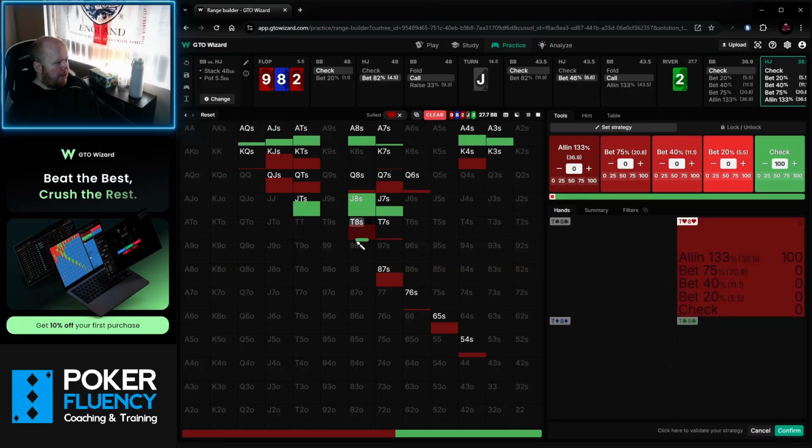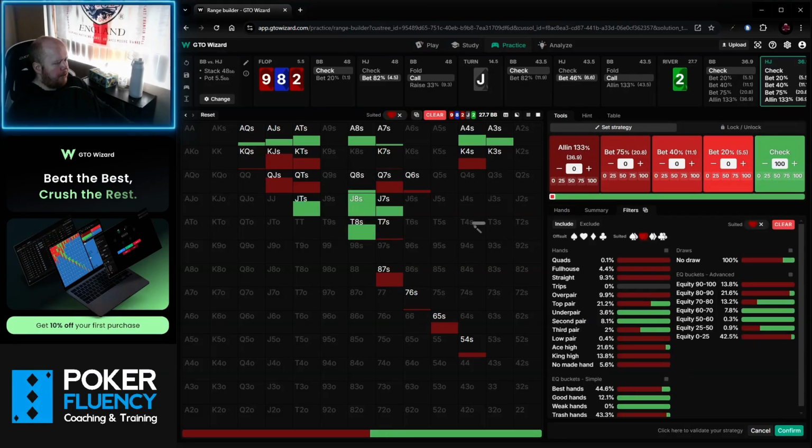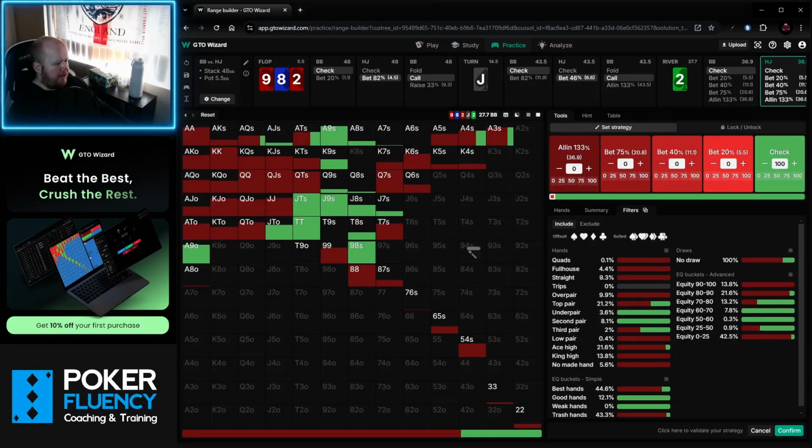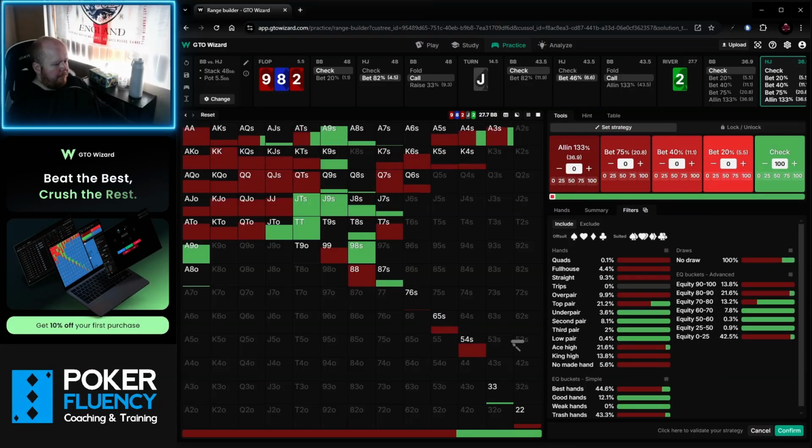We also probably don't need to bluff with stuff like queen 8 and 10-8 because we have a pair with those hands. So we're going to get rid of that. That kind of puts us in a pretty decent territory. We're also, again, we probably don't need to bluff any third pair. So we're just going to get rid of that. We don't really need to bluff pocket threes.